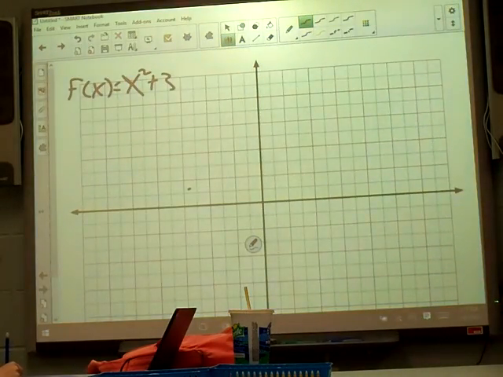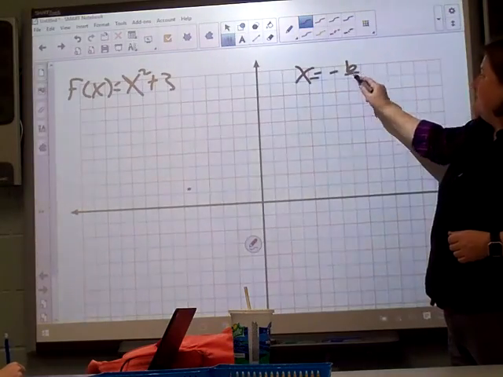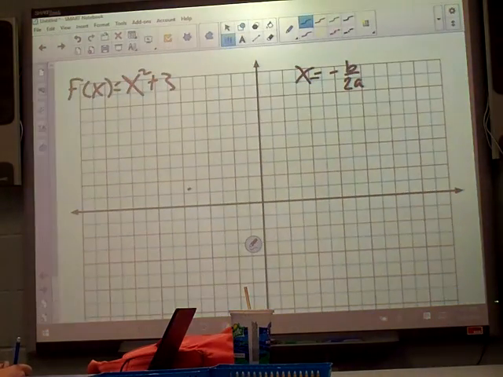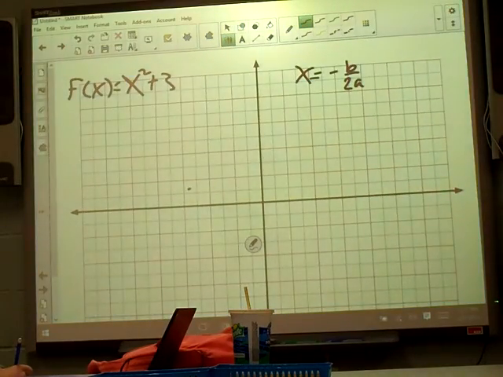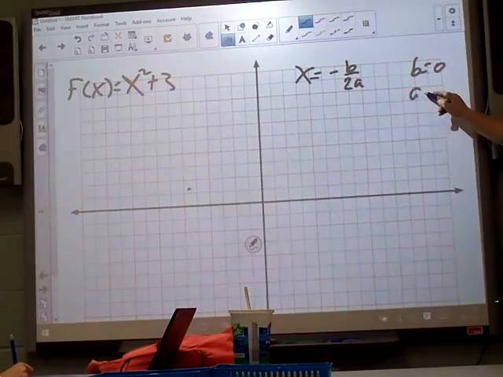So there's no parentheses here, so it is standard form, which means I've got to use that new little formula you just wrote down, which means I've got to know what my b and my a are. What's the b if that's in standard form? 0. What's my a?